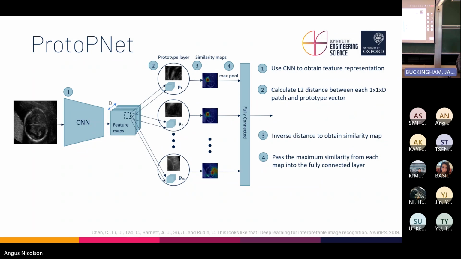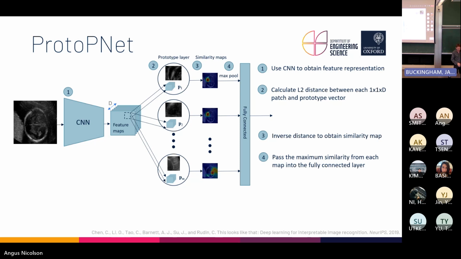And then we have a set of prototypes. Prototypes are just vectors of the same length as the number of maps you have. The feature maps are dimensioned height by width by depth. The prototypes are just a vector of length d for depth. And they are essentially a part of a training image that it's seen previously at some point during training.